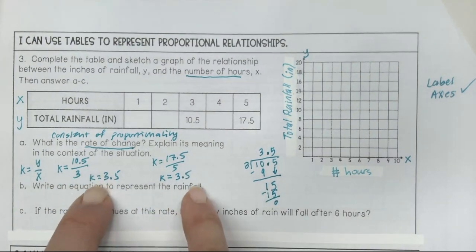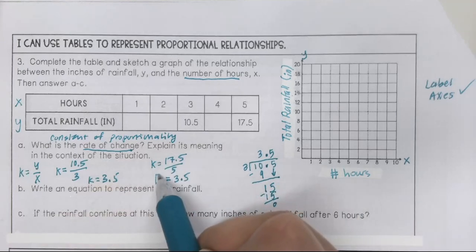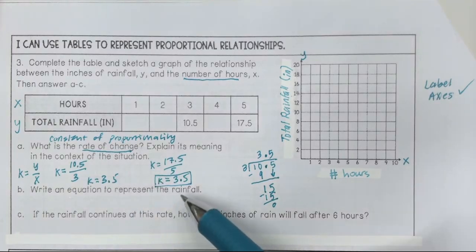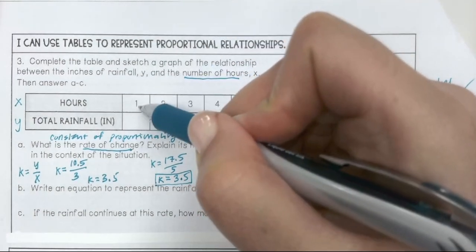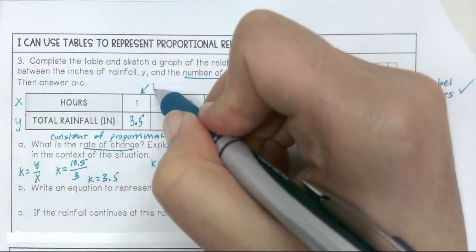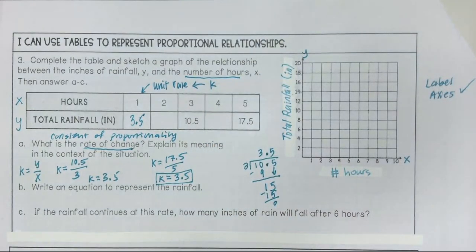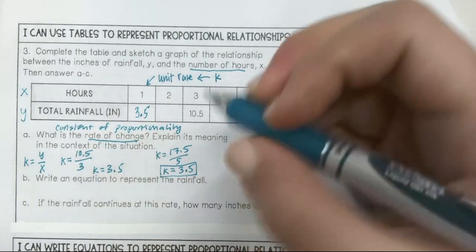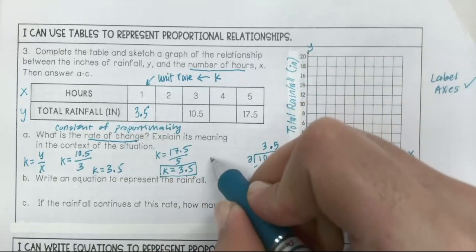So this is good that we're getting the same constant of proportionality, the same rate of change. This is part 1 of my answers. The second thing is to explain its meaning in context of the situation. This is also your unit rate, 3.5. I'll draw an arrow and remind you that this is your unit rate, and also your k value. So in 1 hour, there will be 3.5 inches of rainfall, or each hour, the amount of rain increases by 3.5 inches, however you want to write it.